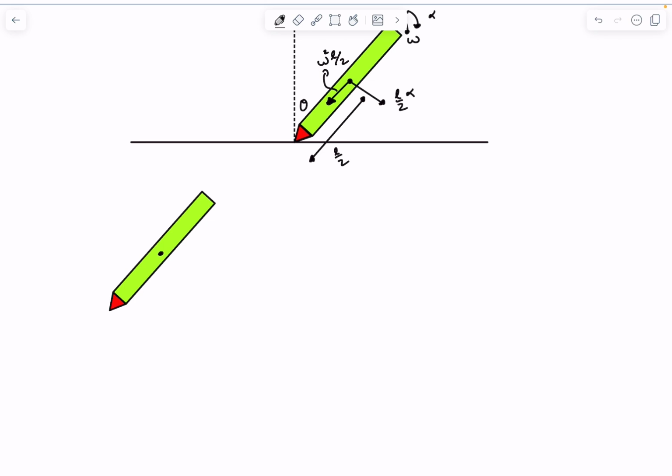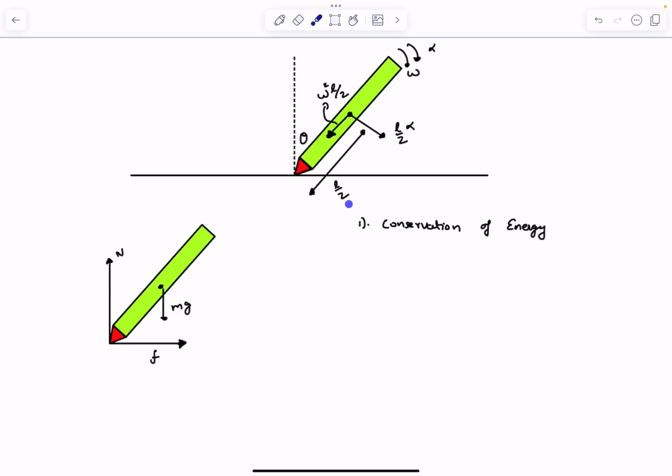Now the forces acting on the pencil are first the normal force from the ground, then mg acting at the center, and we also have the friction force acting. Let's just assume it's acting to the right. First, let's write down the conservation of energy equation. Initially the center of mass was at a height of L/2 from the ground, and now it's at a height of L/2 cos theta. Which means the drop in potential energy is mg L/2 times (1 minus cos theta), and this would be equal to the change in kinetic energy of the pencil.